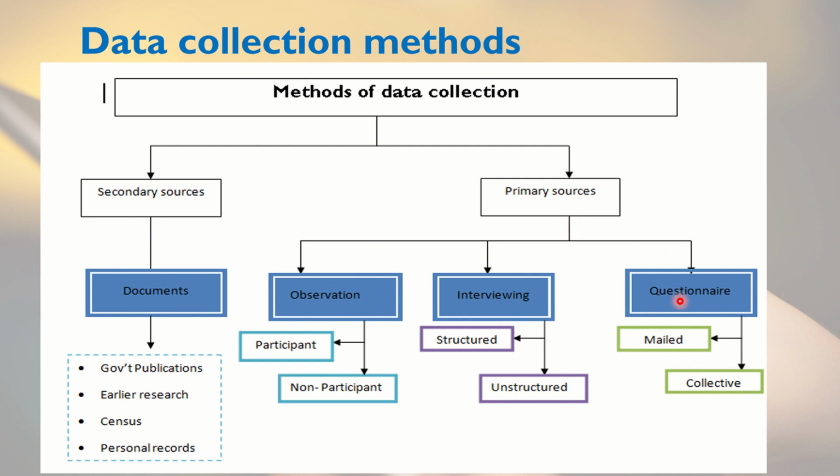You can administer questionnaires to get that information. Observations can be done through participants or non-participants, whereas an interview can be structured, or it may be unstructured, and the questionnaires could be simply mailed, or they could be collective as well. So these are the methods used for collection of data for either case, secondary sources or primary sources.